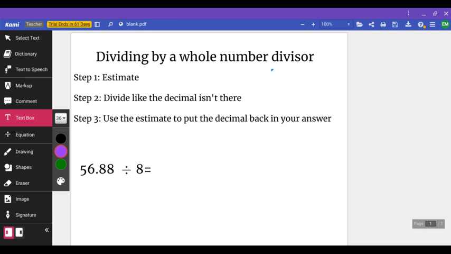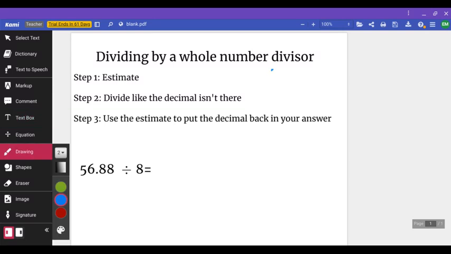All right, we are going to be practicing dividing by a whole number divisor when we have a decimal. The first thing you're going to need to know is when it uses the word divisor, that means the number you are dividing by. So the number you are dividing by, or the divisor in this first problem right here, is 8. There are 3 steps to this.